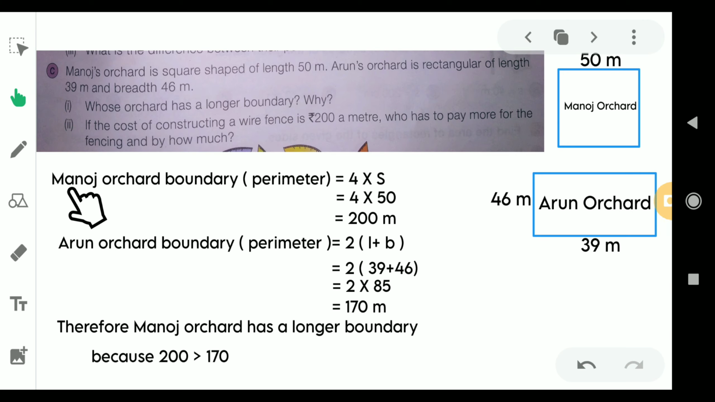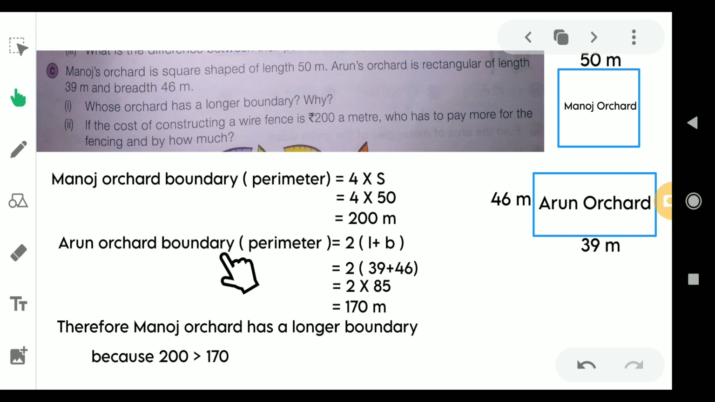Let us find the perimeter of Manoj's orchard. The boundary is nothing but the perimeter. It is 4 times S, because this shape is a square. So that is the formula we use: 4 times S, 4 times 50, because the length of each side of Manoj's orchard is 50 meter. So it is 4 times 50, which is 200 meter.